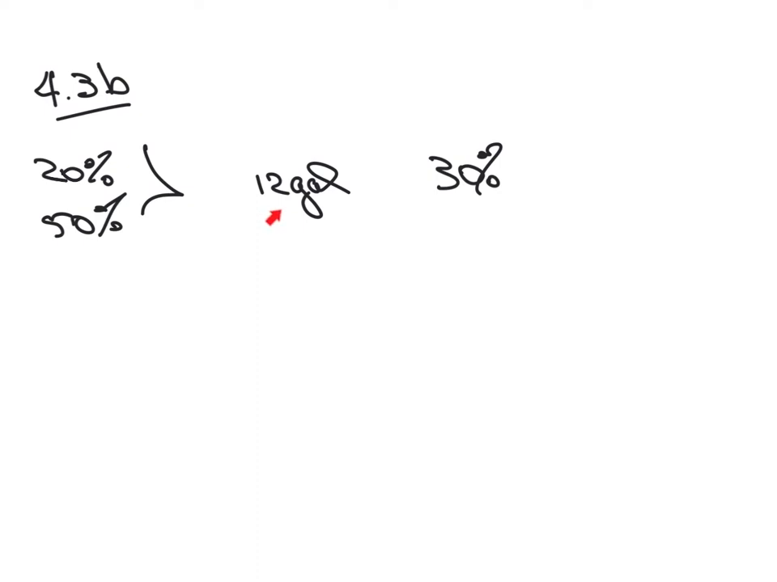So what are they asking? How much of this and how much of this are we going to have to mix in order to get 12 gallons of 30%? All right, so how much are we going to have to mix to get 12 gallons? Well, if we call this X and this Y, then in order to get 12 gallons, we'll have to take the amount we have of 20%, the amount we have of 50%, add those together, and we'll get 12. Okay, so there's my first equation, is the quantity. It's always going to be the quantity.